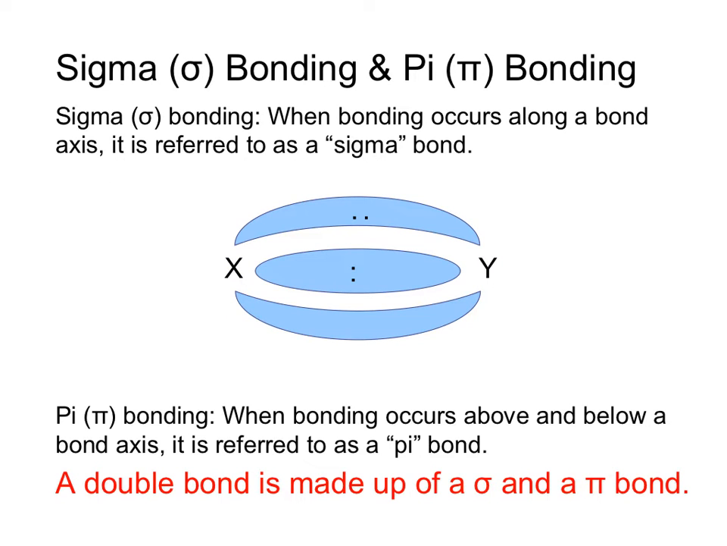If we only have one sigma bond that exists in a molecule, we would consider that to be a single bond. Double bonding occurs when we have a sigma bond and a pi bond in a molecule. For instance, if we look at a double bond between carbon and oxygen, one of those bonds is a sigma bond, the other is a pi bond.